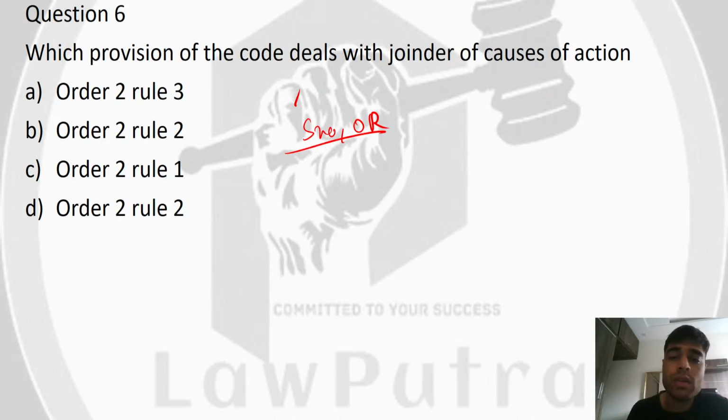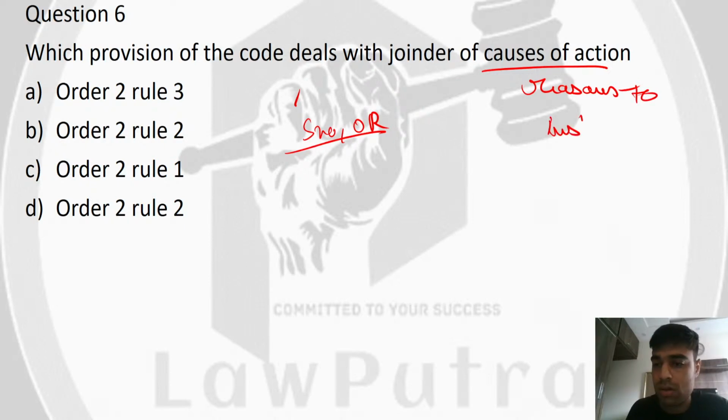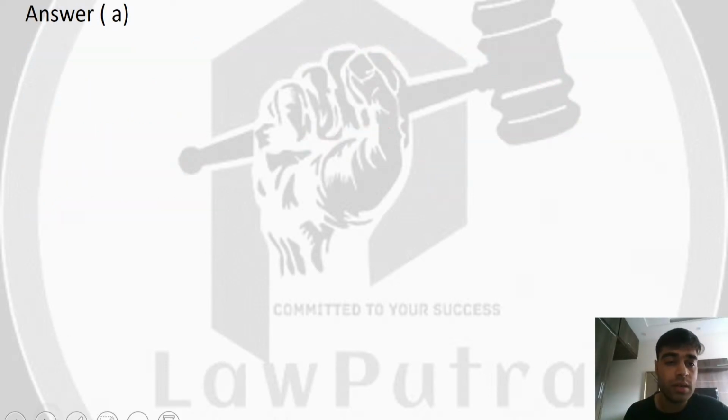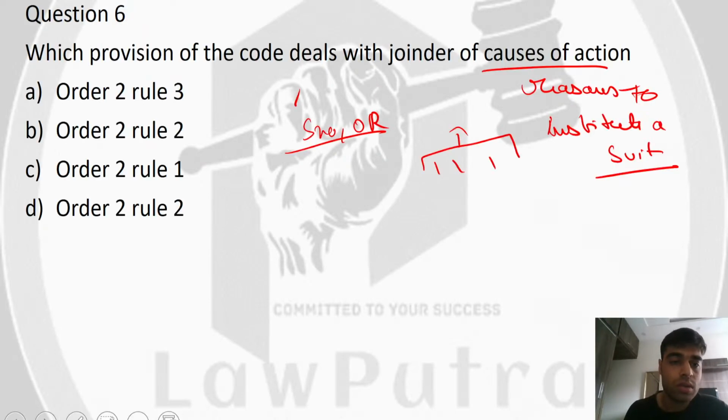Which provision of the code deals with joinder of causes of action? See, causes of action basically means reasons to institute a suit. And joinder means, let's say if there are multiple causes of action, all of these can be joined together in one suit. So which provision of the CPC deals with it? The answer is A, which is Order 2, Rule 3. The title itself says joinder of causes of action.